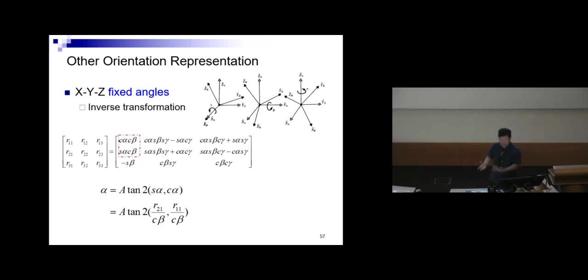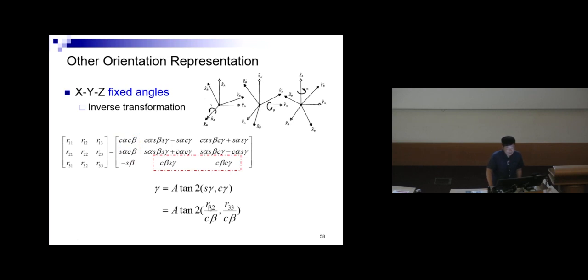The next thing is you want to determine alpha, the same thing. You have your arctangent of sine alpha, cosine alpha. From observation, you will know that cosine alpha times cosine beta equals R11, so your cosine alpha will be equal to R11 divided by cosine beta. Similarly, the sine alpha is equal to R21 divided by cosine beta. It's tedious; you just match them. And then after that, you work on gamma.